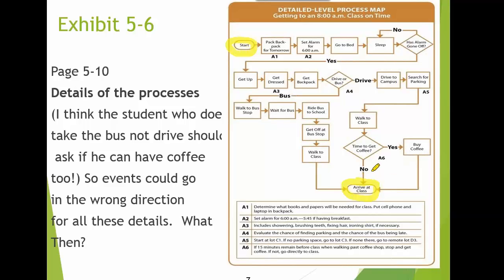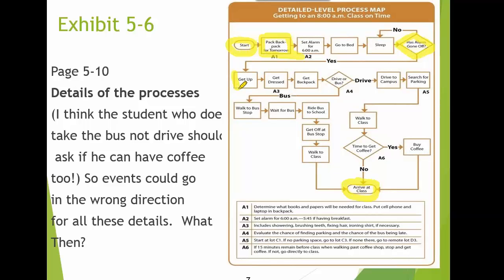Now, as we've talked about, the rectangles are processes. So we pack our bags, we set the alarm, we go to bed. Okay, and we sleep. And now we have a triangle. The triangle is a decision. So in the decision, the question is, has the alarm gone off? No, then we continue sleeping. If yes, then what do we do?